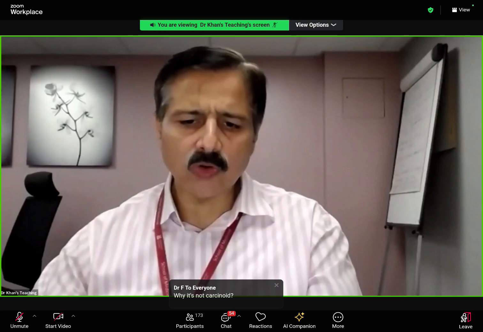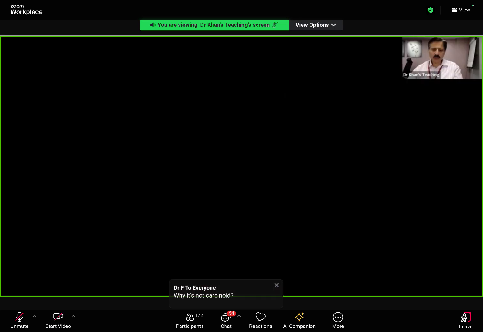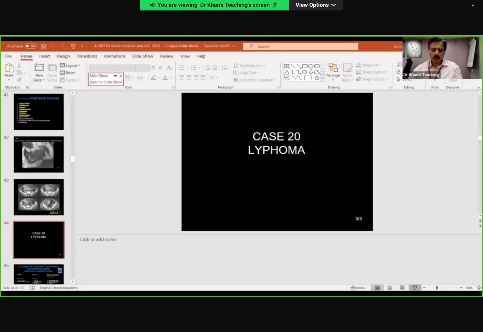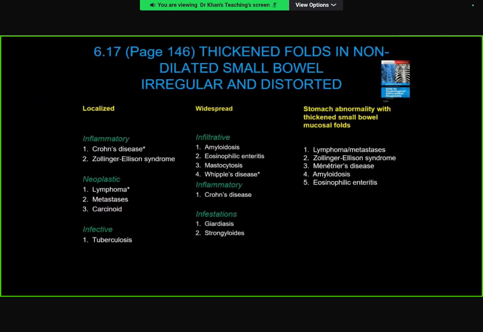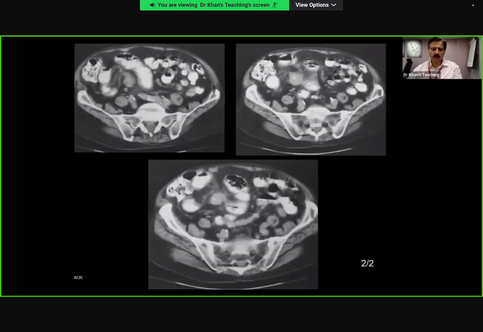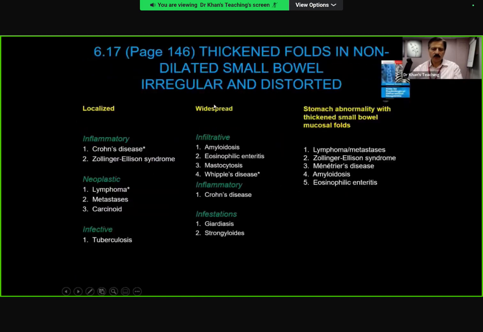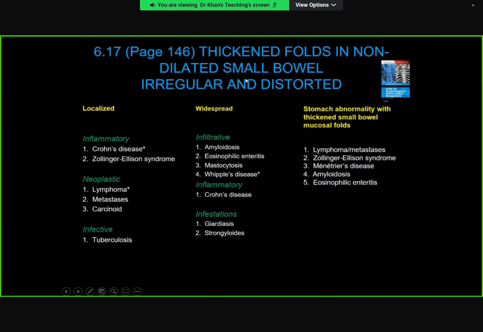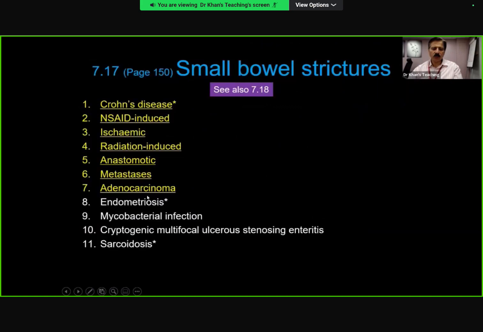Now, we go back to thickened mucosal folds. I hope it is projecting for you. Yeah. Okay. Thickened folds in non-dilated small bowel, and lymphoma is one of them.